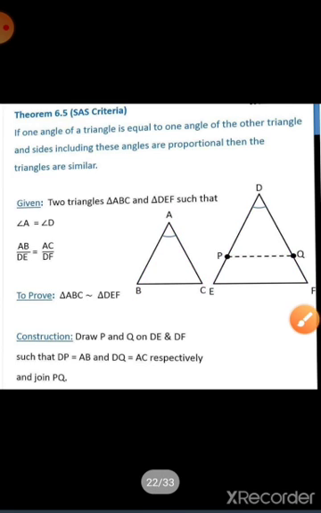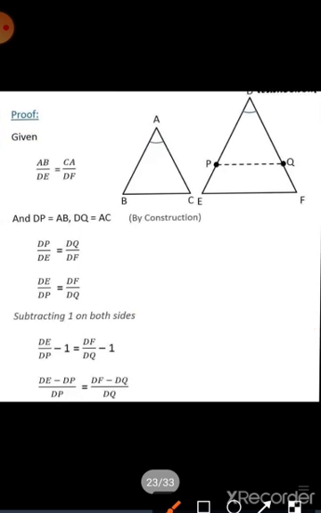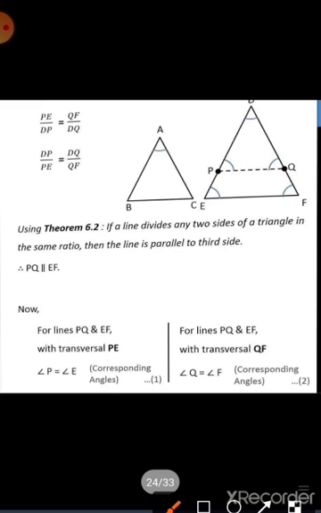For that, draw a line PQ such that AB is equal to DP and AC is equal to DQ. Now, it is given in the question that AB by DE is equal to AC by DF. But from our construction, AB is equal to DP, AC is equal to DQ. So, replace them. Take reciprocals of these two fractions. Subtract 1 from both sides. Then, we will get that PE by DP is equal to QF by DQ.